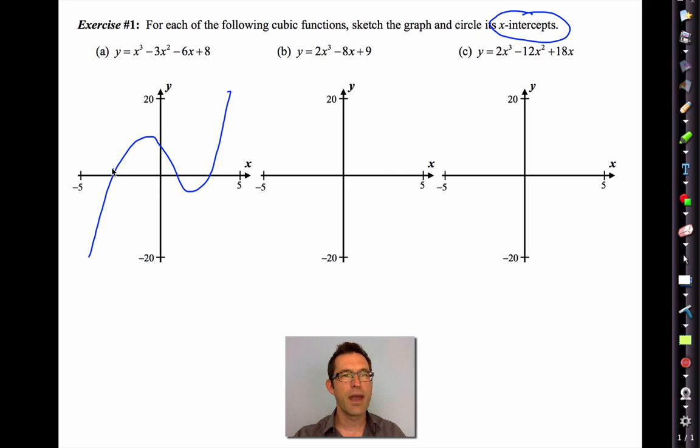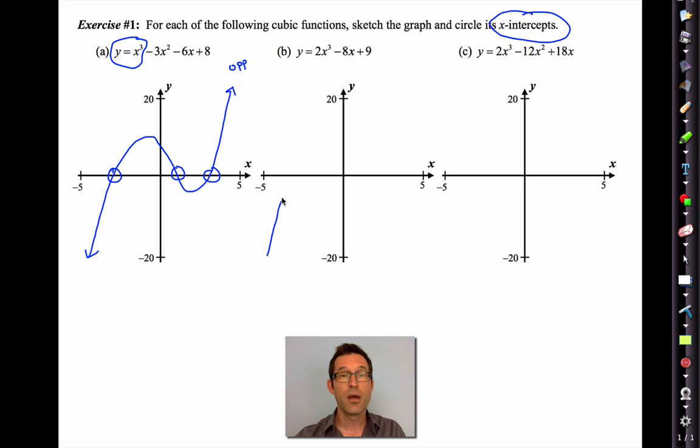All right, and it has 1, 2, 3 zeros. And notice its ends are pointing in the opposite direction. Remember that from the last time? Right, because its long-run behavior is dictated by that term, y equals x cubed. So they point in opposite directions. But there are 3 zeros.